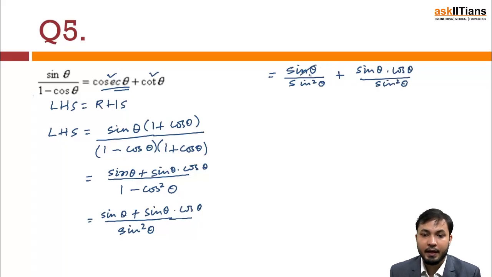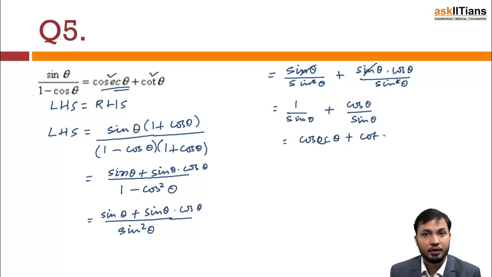Solve this and I get 1 by sine theta plus cos theta by sine theta, which is equal to cosec theta plus cot theta, and that is equal to my RHS. So that is how we prove these kind of questions. Alright, so that is all in this lecture. Stay tuned for more videos.